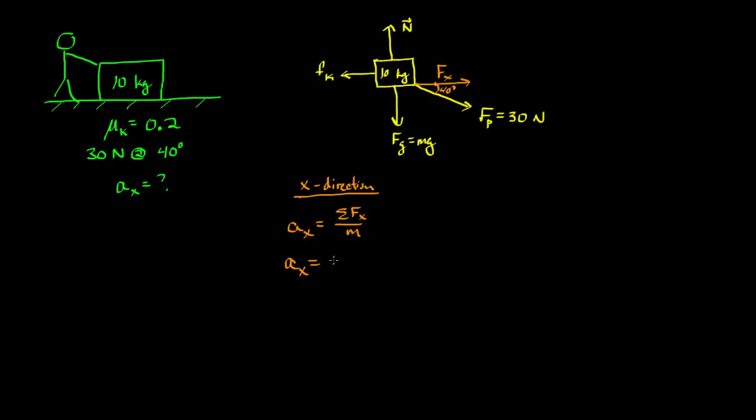So it'd be force cosine theta, and then minus the kinetic friction. All of that divided by the mass. All right. Remember friction, that's the coefficient times the normal force. So we got to figure out the normal force.